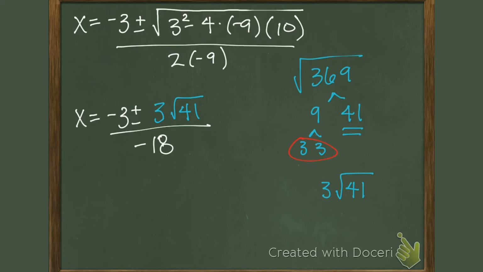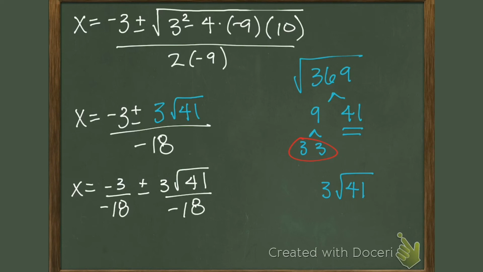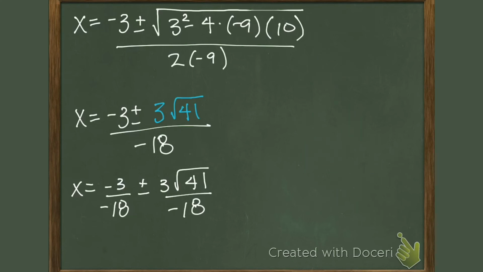Okay, there's really 2 fractions going on. We've got negative 3 over negative 18, and then plus or minus 3 square root of 41 over negative 18. Okay, you don't have to split them up like this, but it might help you in the future. Like if you're not the best at reducing fractions, then I would go ahead and split them up. 3 over negative 18 is 1 over 6. Okay, and that's the same here. 1 over, this is still negative 6.